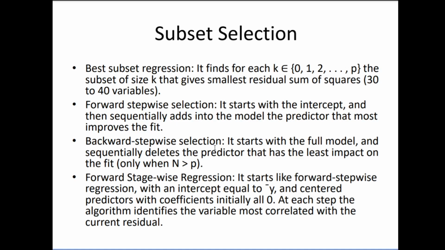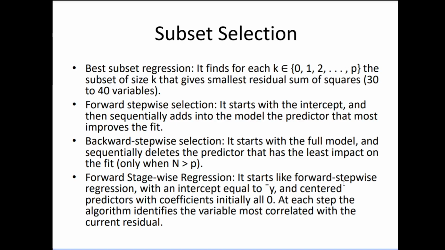Next we have forward stage-wise regression. Now this is very similar to stepwise selection, which we have learned above. But it starts with an intercept equal to y-bar and centered predictors, with coefficients initially all at 0. Now what are centered predictors with coefficients initially all at 0? That means you have standardized your data, okay?